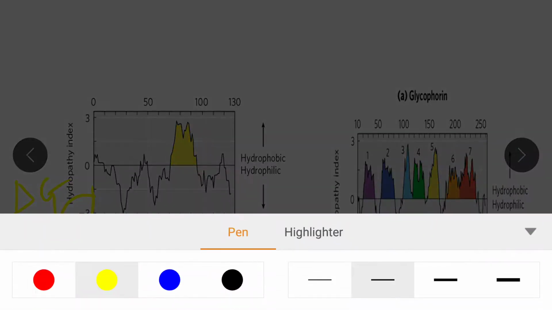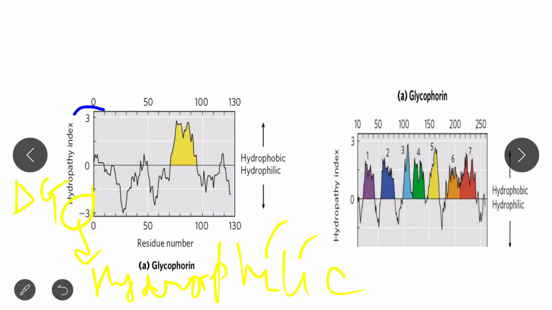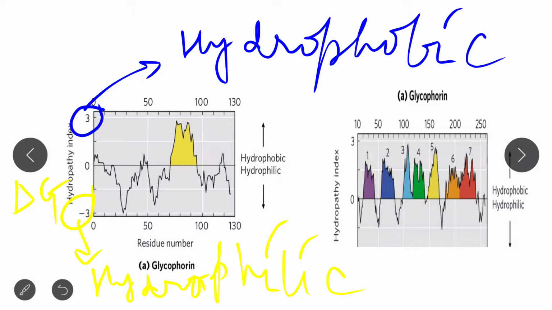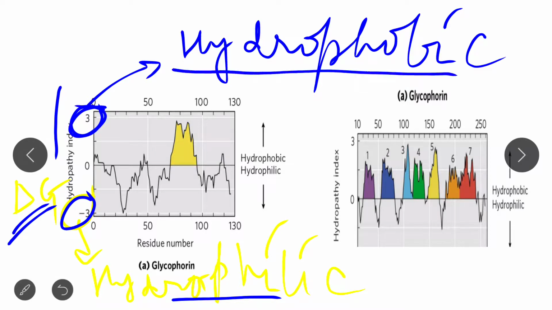And del G positive means this is the hydrophobic region. This hydropathy index is represented as del G. This is negative, that is -3, which means this is the hydrophilic region, and this is positive, that is +3, which means this is the hydrophobic region.